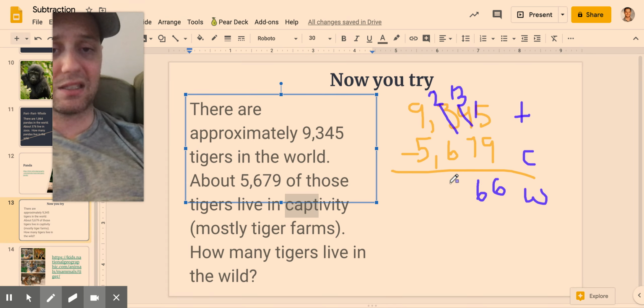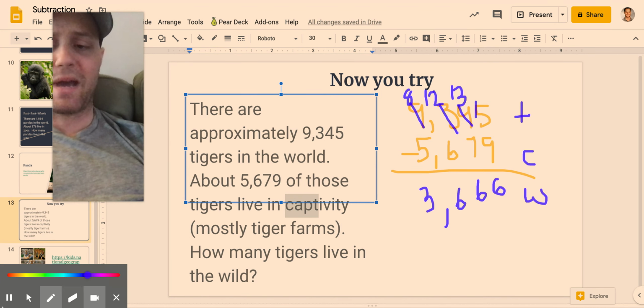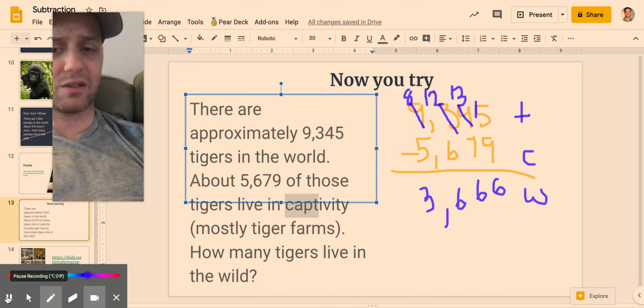Oh, we're going to regroup again. Take away 1,000 and add 10 hundreds. 12 minus 6 is a 6. And 8,000 minus 5,000, 3,000. About 3,666 tigers living in the wild.